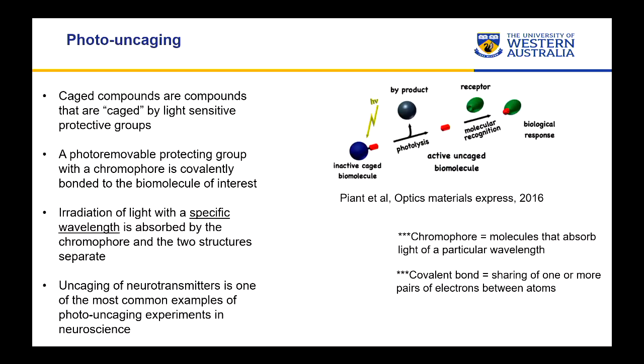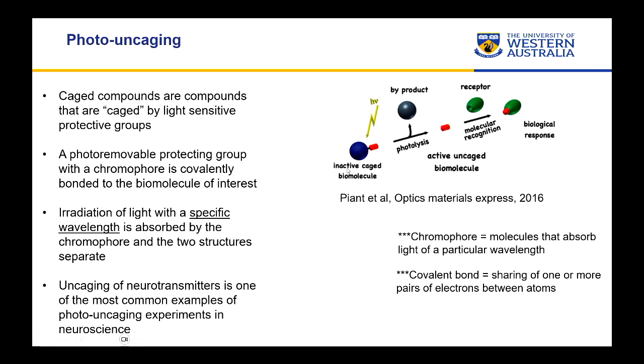So the main one that you really need to understand in a bit greater detail is photo-uncaging, because we're going to talk about how we can use that in the nervous system. So in photo-uncaging, we have these cage compounds, okay? And cage compounds are compounds that are encapsulated or caged by light-sensitive protective groups, okay?